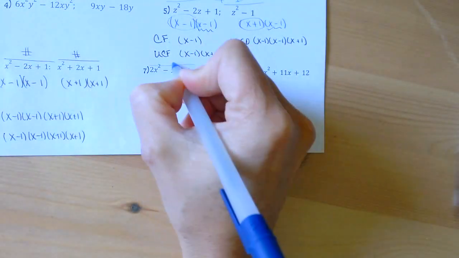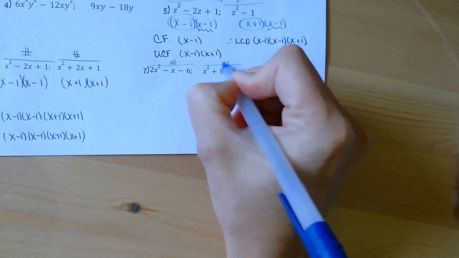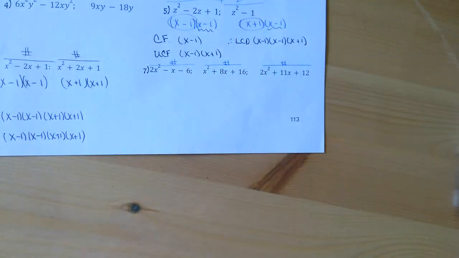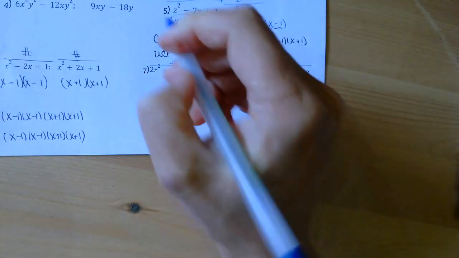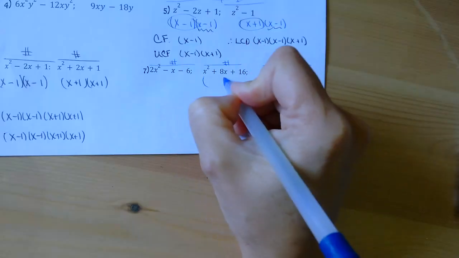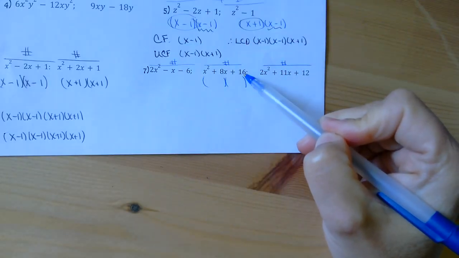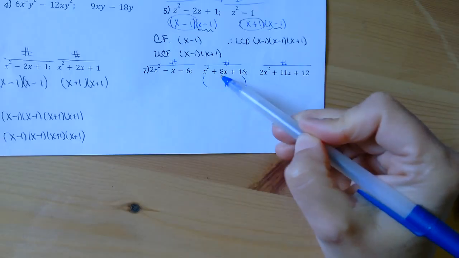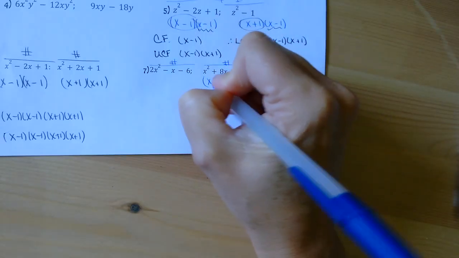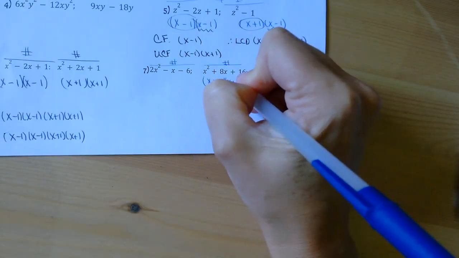This time I have 3 fractions that I'm probably trying to add or subtract together. Okay, so I'm going to look for all their denominators. I'm going to take this middle one first because it's not guess and check. It's the easiest one. So 16. 1 and 16. 2 and 8. 4 and 4. I think 4 and 4 is my winner, so I'm going to go x plus 4 and x plus 4.